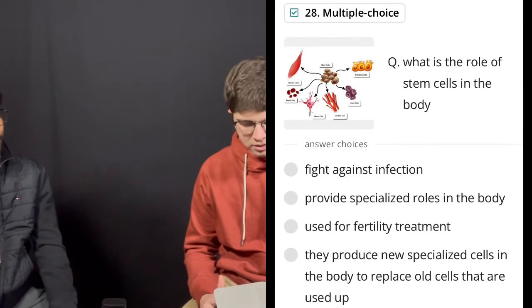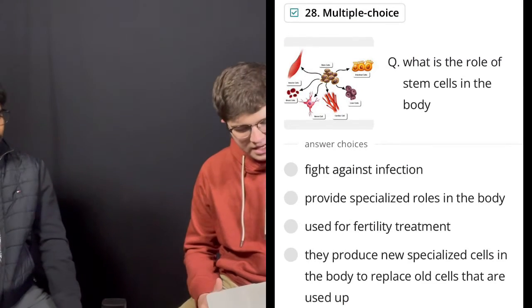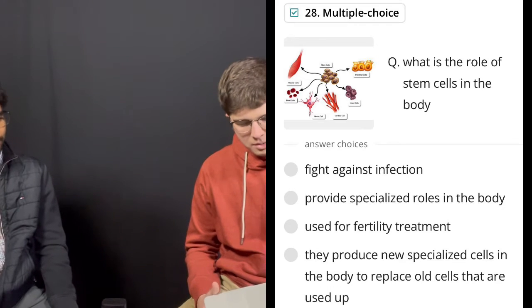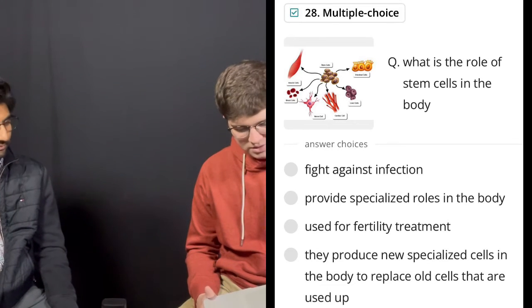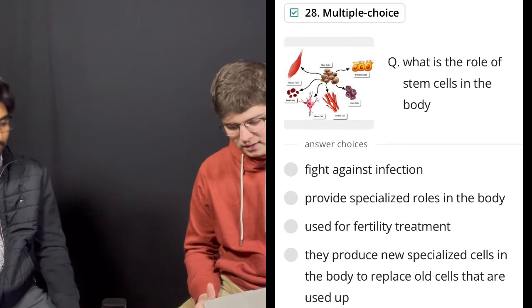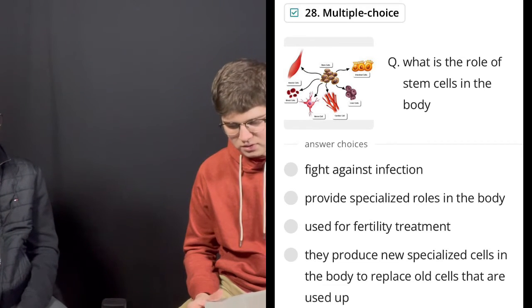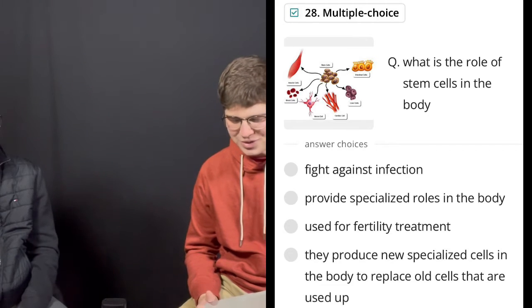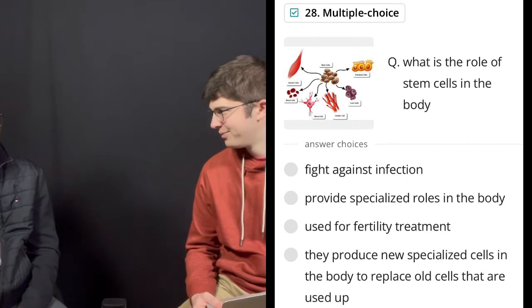Well, there's a picture on this one. Oh, well, this is more of a general question. Okay. But what is the role of stem cells in the body? Is it A, to fight against infection? B, provide specialized roles in the body? C, use for fertility treatment? Or D, they produce new specialized cells in the body and replace old cells that are used up?